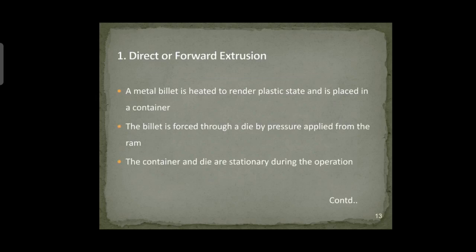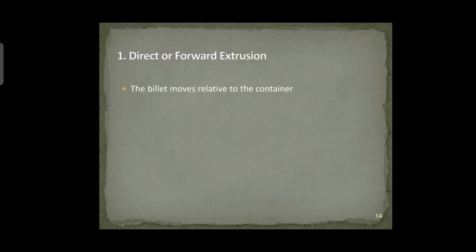These are a few of the statements. First, the metal billet is heated to some plastic state, where we can change its shape. This metal billet is placed in a container, and it is forced through the die by pressure applied from the ram, and the container and die are stationary during this operation. The billet moves through the container when the force is applied from the ram, thus causing high frictional forces, which requires the use of high ram pressures.